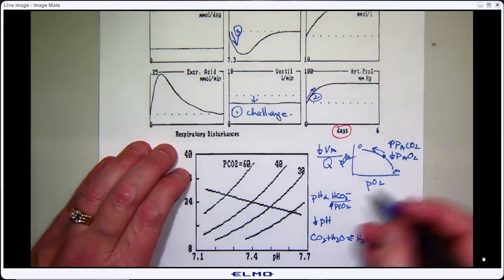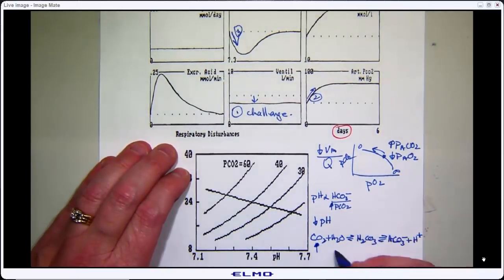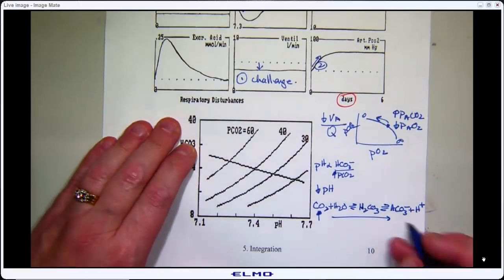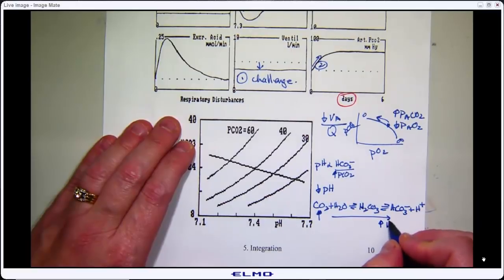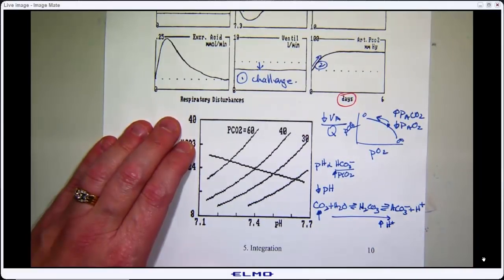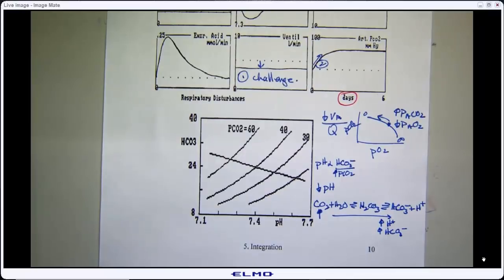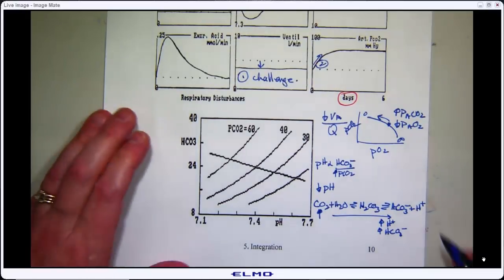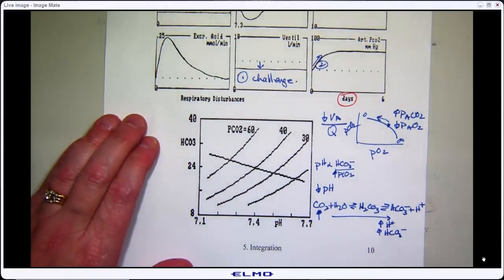Okay, because we have an increase in CO2, we're going to push the equation in this direction. So we should fully expect an increase in hydrogen ion. Okay, there's our regulated variable. An increase in bicarb. And an increase in hydrogen ion is going to be a decrease in pH.